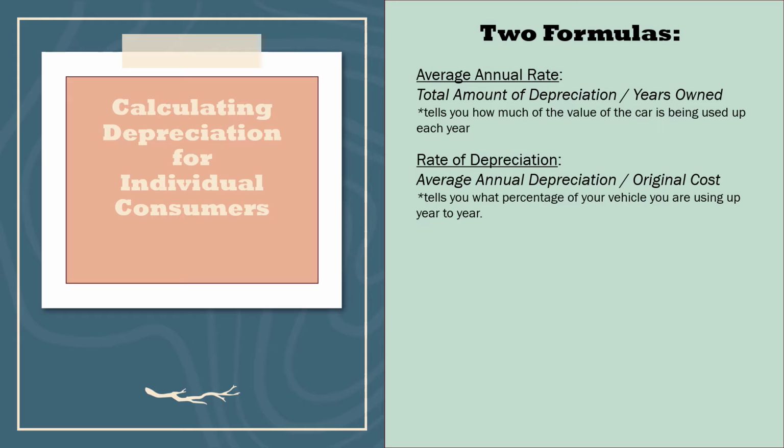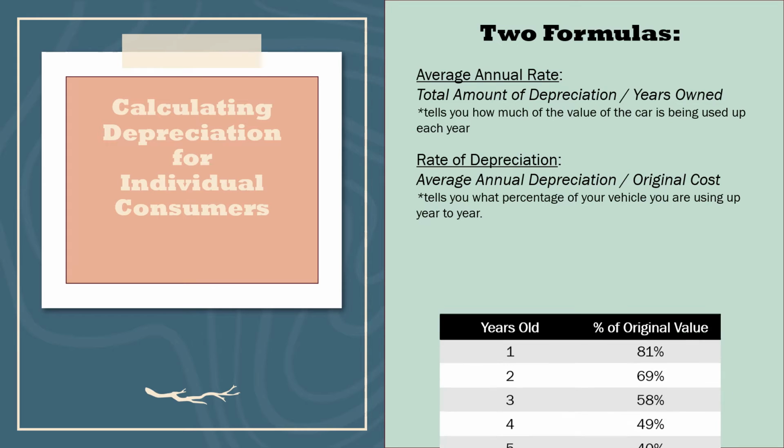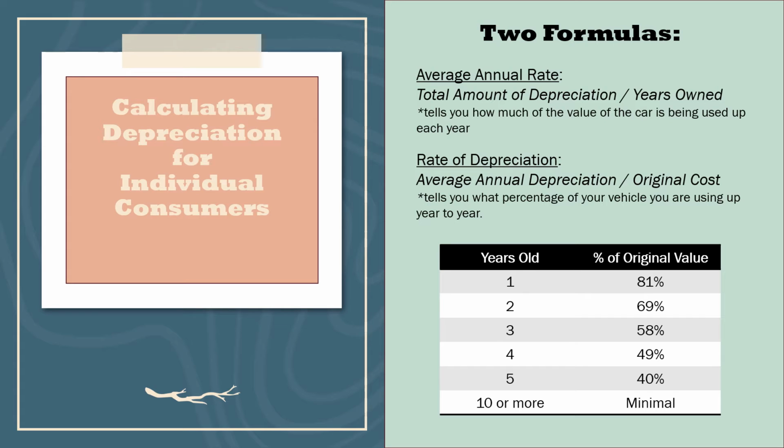And what that does for you is it tells you what percentage of your vehicle gets used up year to year. Now, I did find a chart online that actually shows what value your car holds based off of how old it is. So if your car is only a year old, your car is still worth 81% of the original value. So it loses 19% in that first year. But after 2 years, your car goes down to being worth 69% of the original value. And what that means is if I take 100% minus 69%, that means I used up 31% of the value.